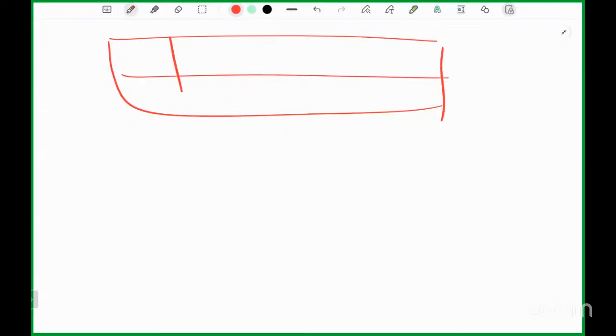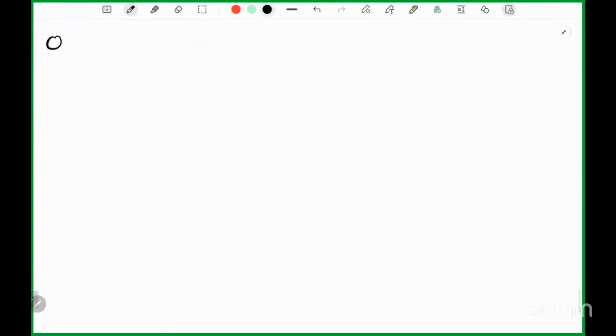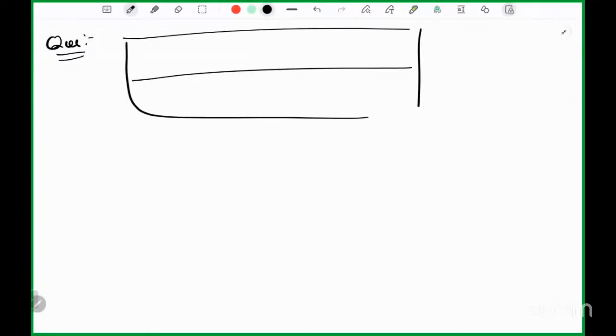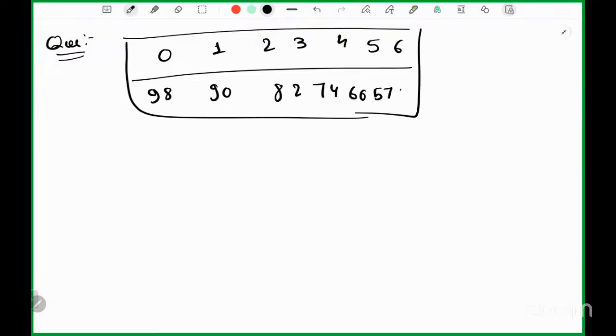So in this question, what is happening? Let me state the question over here. A fitness trainer is analyzing the weight loss progress of his clients over a period of 6 months. So this is the data set we have. Month 0, weight is 98, and similarly months 1, 2, 3, 4, 5, 6, and the weights are 90, 90, 82, 74, 66, 57, and 49.